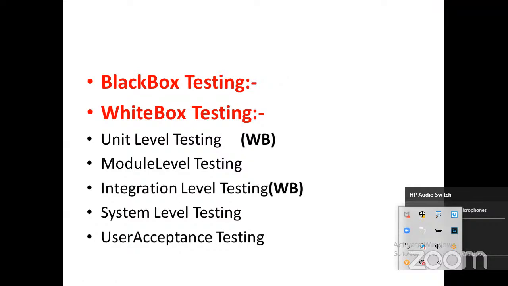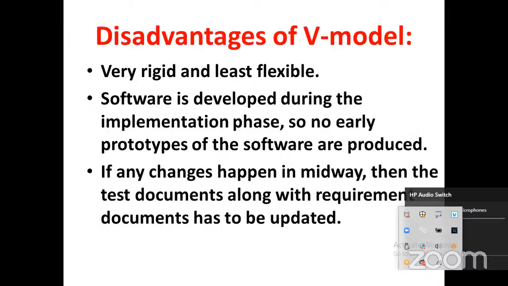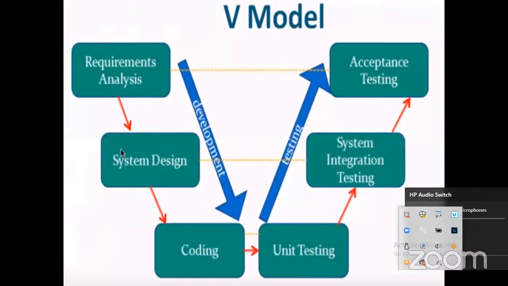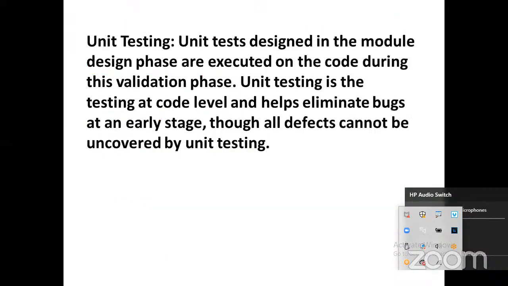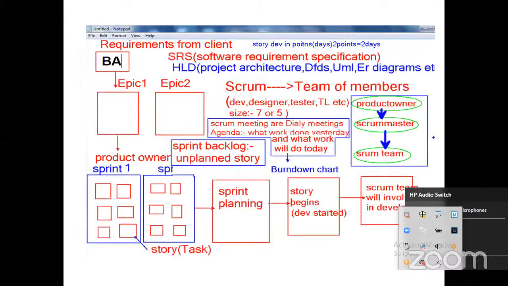Did you understand, everyone? Mostly test engineers follow the V model, the validation and verification model. Coding and testing are done simultaneously. But nowadays there is one more powerful model, the Agile model. Agile is a very powerful model.